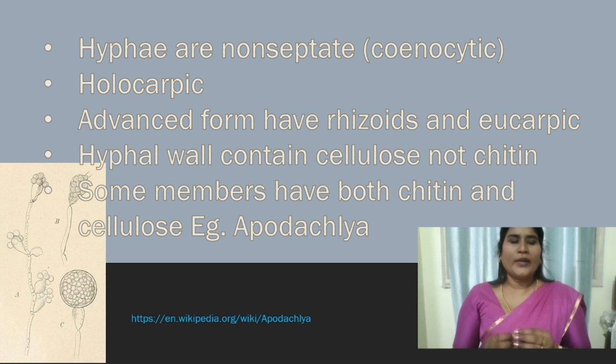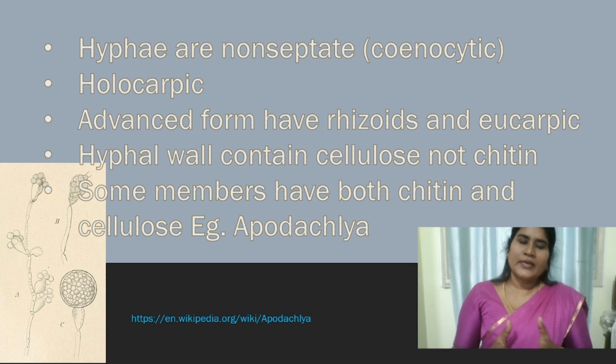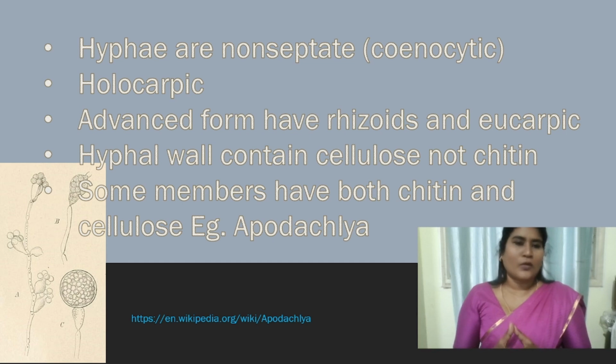The hyphae of the oomycetes are non-septate, so they are called coenocytic hyphae. Sometimes the whole hypha is converted into a reproductive structure, so it is called the holocarpic nature. In the advanced form of this mycelium, oomycetes have rhizoids, and some portions of the mycelium are converted into the reproductive structure, so it is called eucarpic.